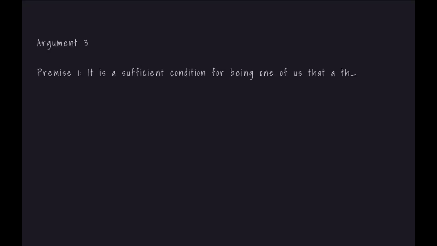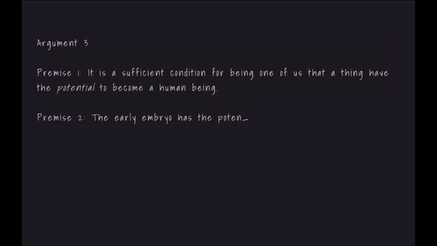But if on the other hand we think that the potential for being a human being is a sufficient condition, then we might get the following sub-argument. Premise 1. It is a sufficient condition for being one of us that the thing have the potential to become a human being. Premise 2. The early embryo has the potential to become a human being. Therefore, conclusion, the early embryo is one of us.